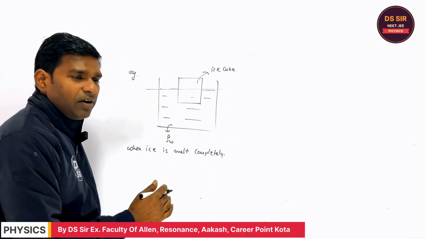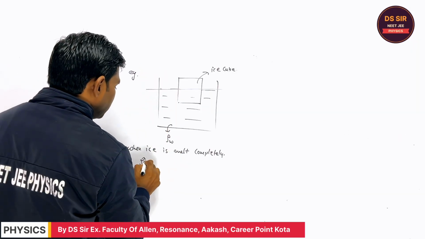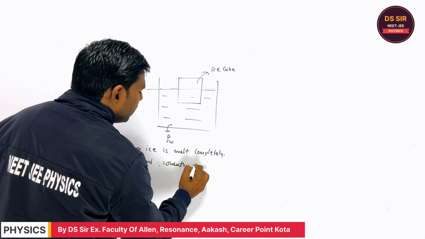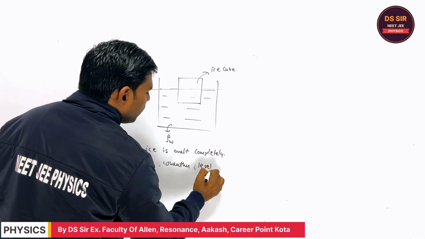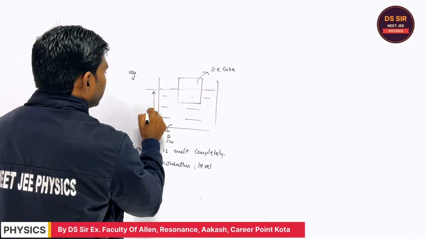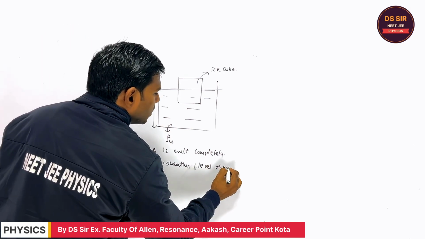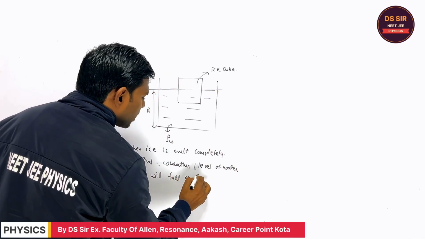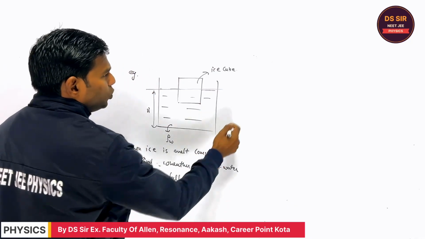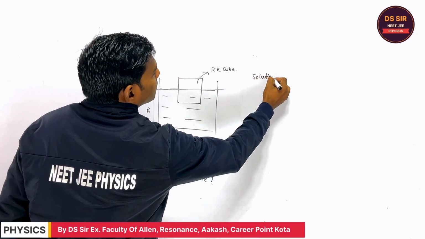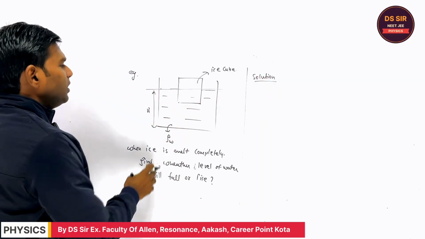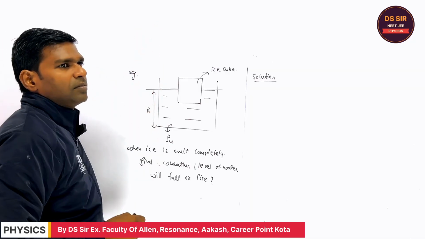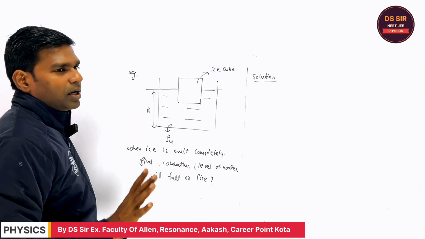Find whether the level of water will rise or fall. This is the height, right? This is the height. The level of water will fall or rise. This is the question. Do you know the solution or the answer? Only you have to tell, when this ice is completely melted, the level of the water will rise or will fall. You tell. Let's see.